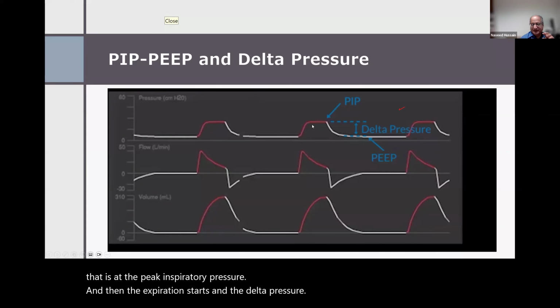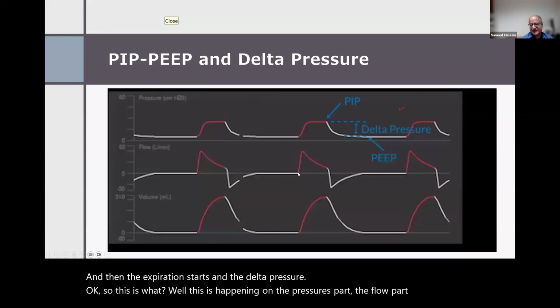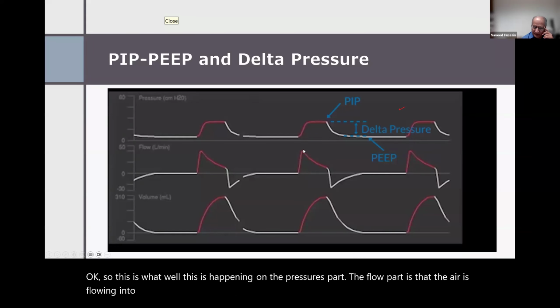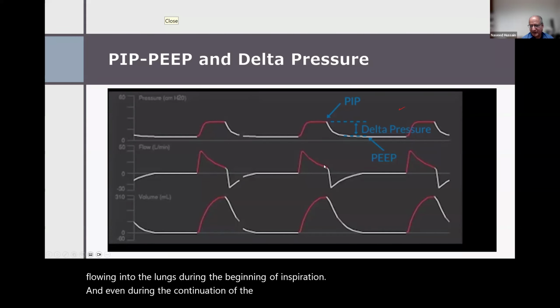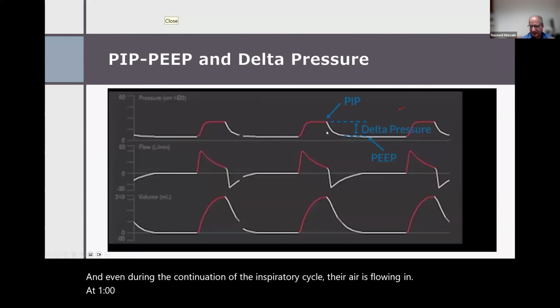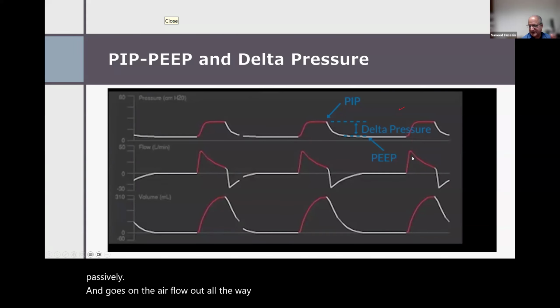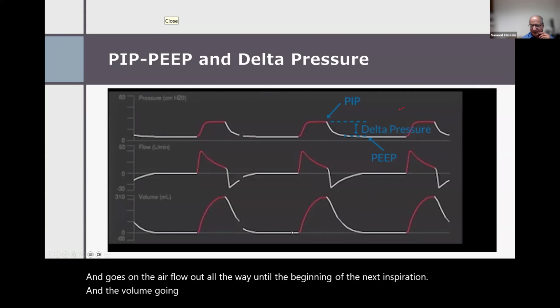While this is happening on the pressure part, the flow part is that the air is flowing into the lungs during the beginning of inspiration, and even during the continuation of the inspiratory cycle, the air is flowing in. At one point, the air stops flowing, which is the beginning of expiration, and the air flows out passively, all the way until the beginning of the next inspiration. And the volume going in is very similar, following the pressures.